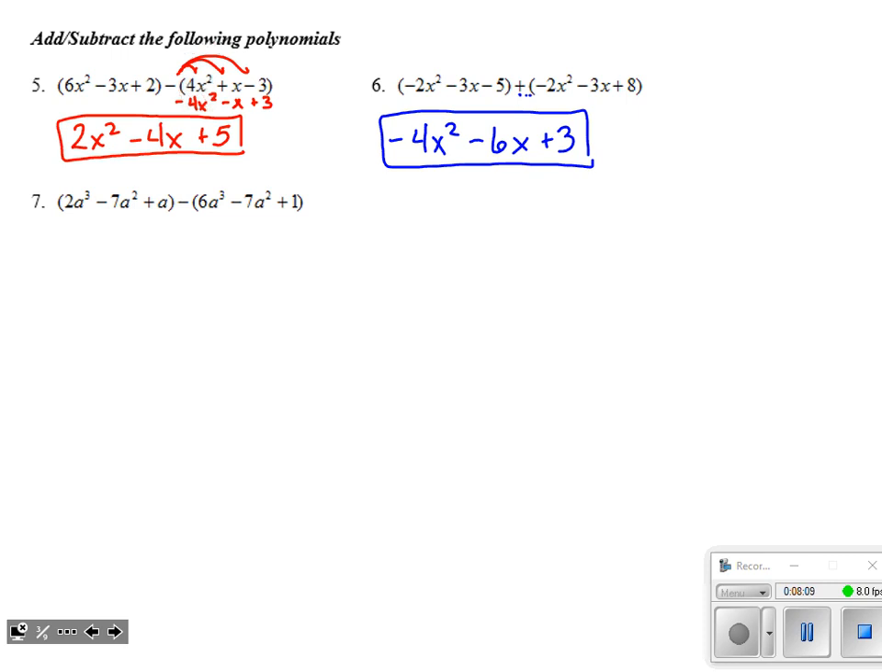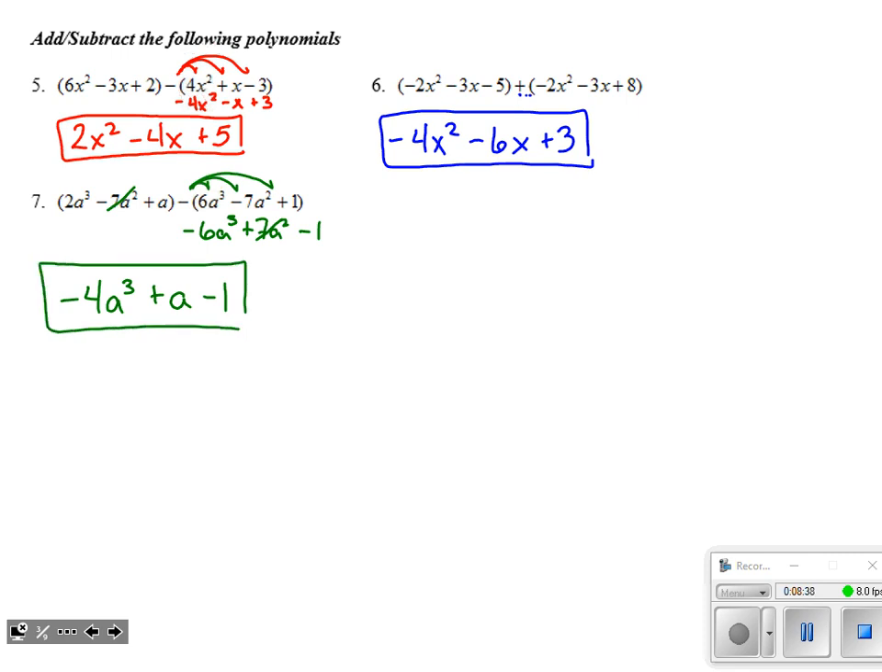For number 7, there's another negative that needs to be distributed here. So it's really negative 6a cubed, positive 7a squared, and negative 1. And if I combine my like terms, I end up with negative 4a cubed. My a squareds are going to cancel out. I've got negative 7 of those and positive 7 of those. They will zero out when I combine them. I do have a positive a with no other a terms to combine that with, and then a negative 1 as well. So when all the like terms have been combined, that should be our final answer.